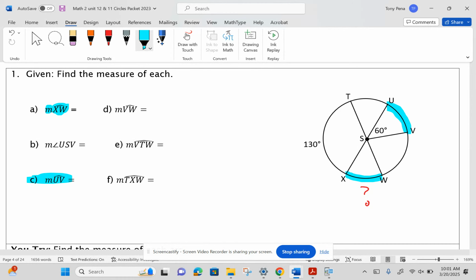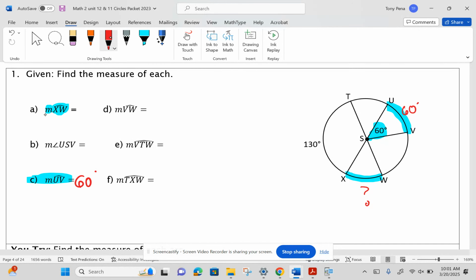All right, and it's as easy as this. See this central angle right here? 60 degrees. Your arc measure is the same exact portion of 360 that this is, meaning if your central angle is 60, the arc measure is also 60. Okay, it's as simple as that. So this one is 60 degrees.